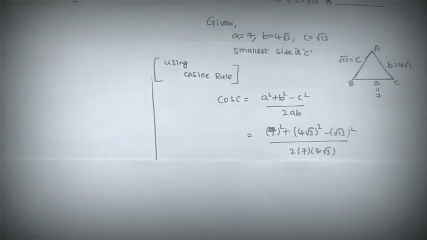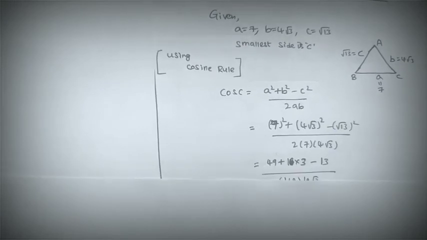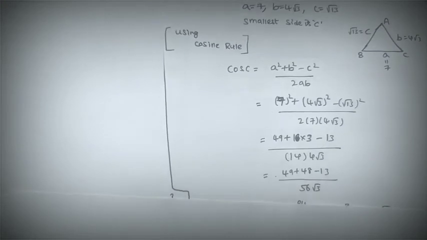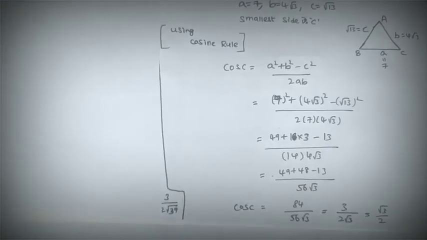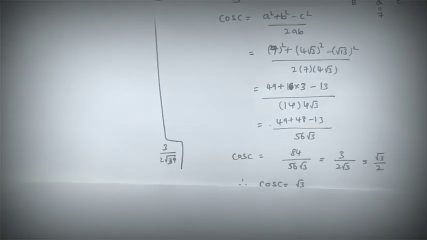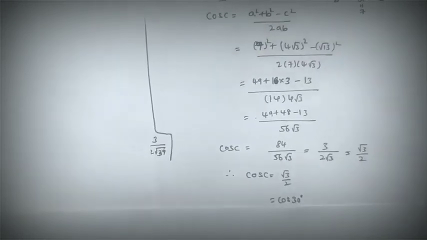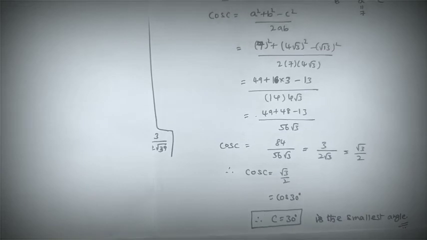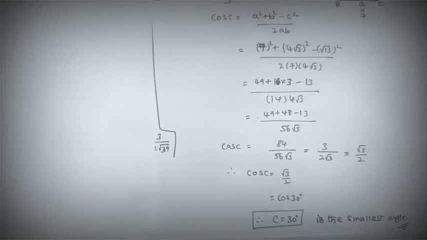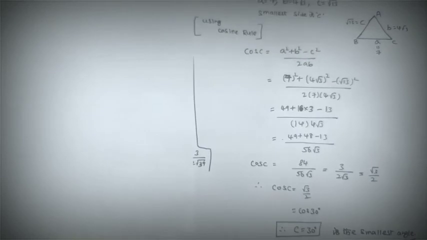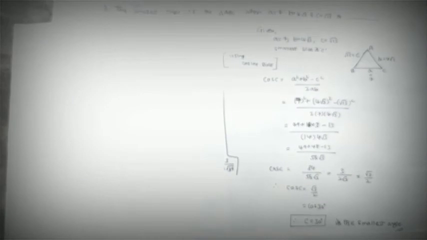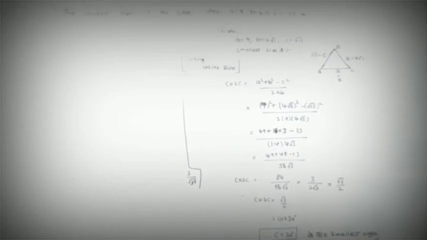So I will get 7 square plus 4 root 3 whole square minus root 13 whole square by 2 times 7 times 4 root 3, which goes like 49 plus 16 times 3 minus 13 by 4 root 3 into 14, which is 49 plus 48 minus 13 by 56 root 3. So then we will get cos C equals 84 by 56 root 3, which on cancelling we will obtain 3 by 2 root 3, that is root 3 by 2. Root 3 can be written as root 3 into root 3. So root 3 by 2 is cos 30. So by comparing, we will get C equals 30 degrees. That is the smallest angle that we get in this triangle with these sides.